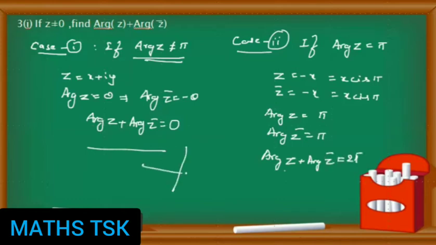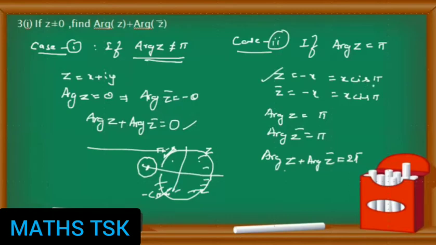Look here, all the areas excluding the points on the negative x-axis. If you consider z in these places, arg z bar becomes minus theta. If you consider z in the first quadrant, z bar will be in the fourth quadrant. If it is theta, it becomes minus theta. In the second quadrant, it becomes pi minus theta. In the third quadrant, it is minus of pi minus theta. Both get cancelled. If it is on the negative x-axis, arg z becomes pi, arg z bar is also pi, so arg z plus arg z bar becomes 2 pi.